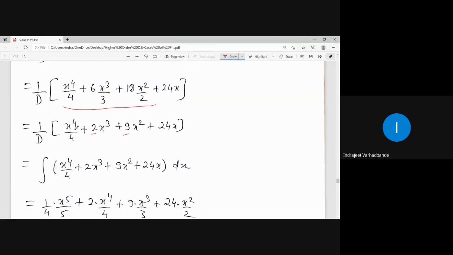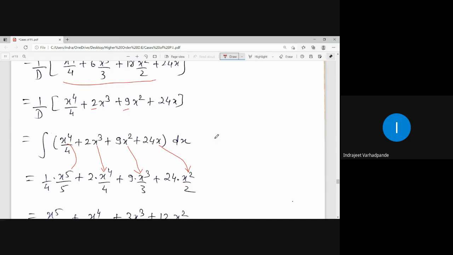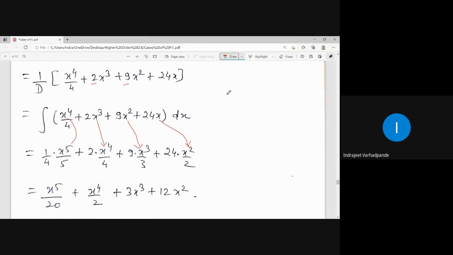So integration with respect to x: 1 by 4 will be constant. Integration of x to the power 4 is x to the power 5 by 5. 2 is constant. Integration of x cube is x to the power 4 by 4. 9 as it is. Integration of x square is x cube by 3. 24 as it is. Integration of x is x square by 2. So that is how we have to simplify, and then reduce the terms wherever possible.